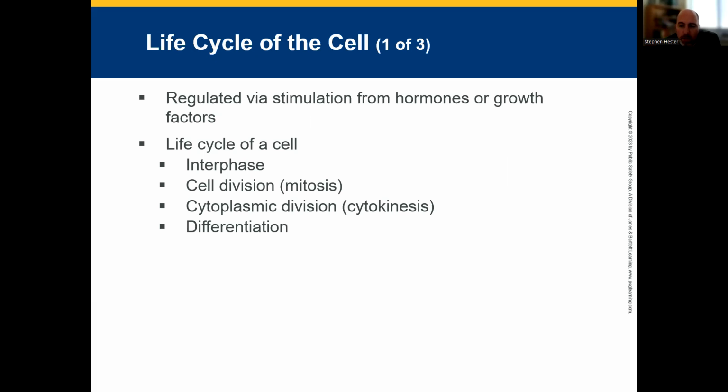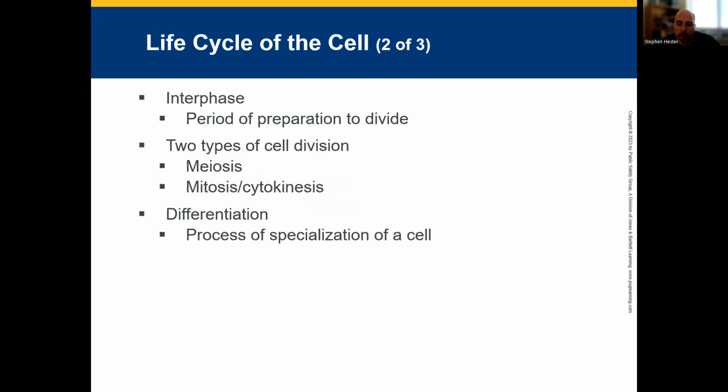All right, the life cycle of the cell. Most human cells divide between 40 and 60 times before they die. So here are the different cycles of a cell. All right, interphase is the period of preparation to divide.